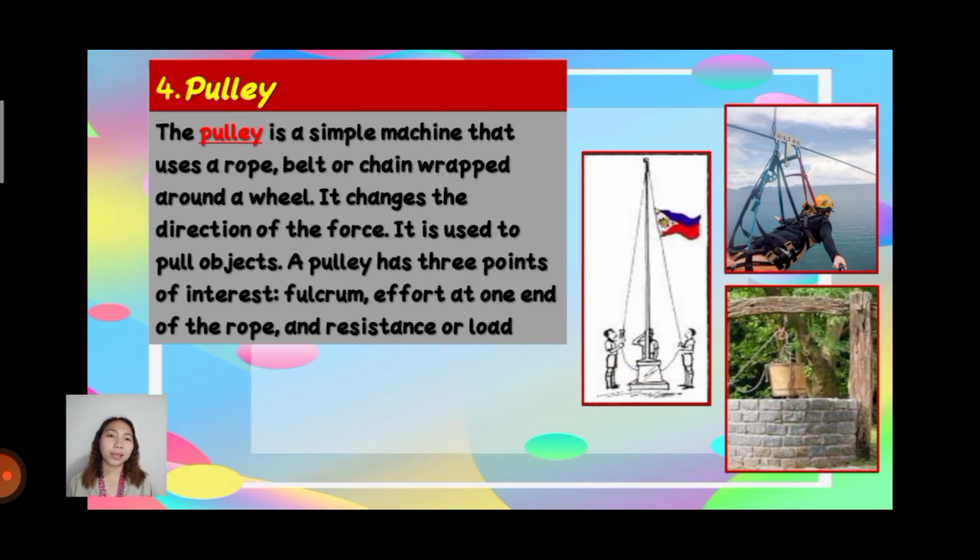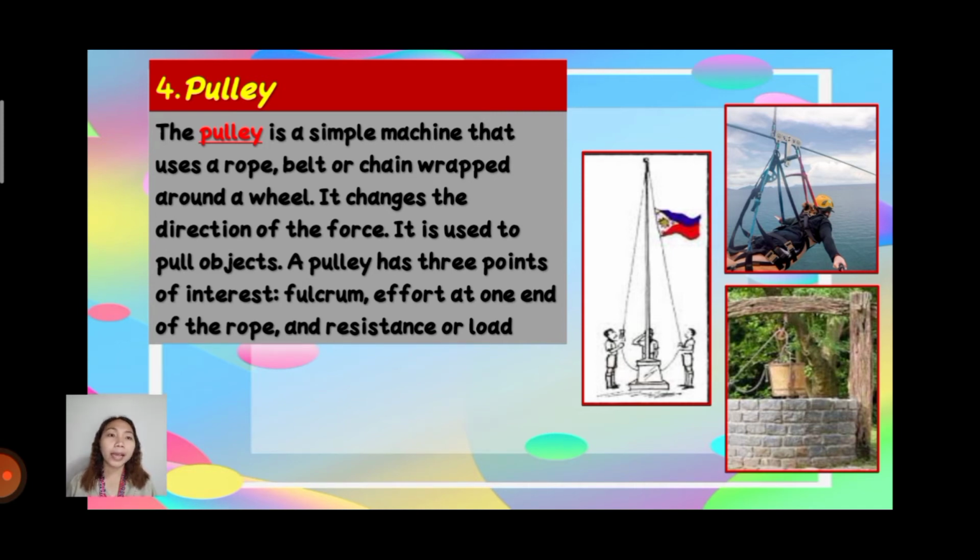The fourth one is what we call pulley. The pulley is a simple machine that uses a rope, belt or chain wrapped around a wheel. So, it changes the direction of the force. It is used to pull objects.